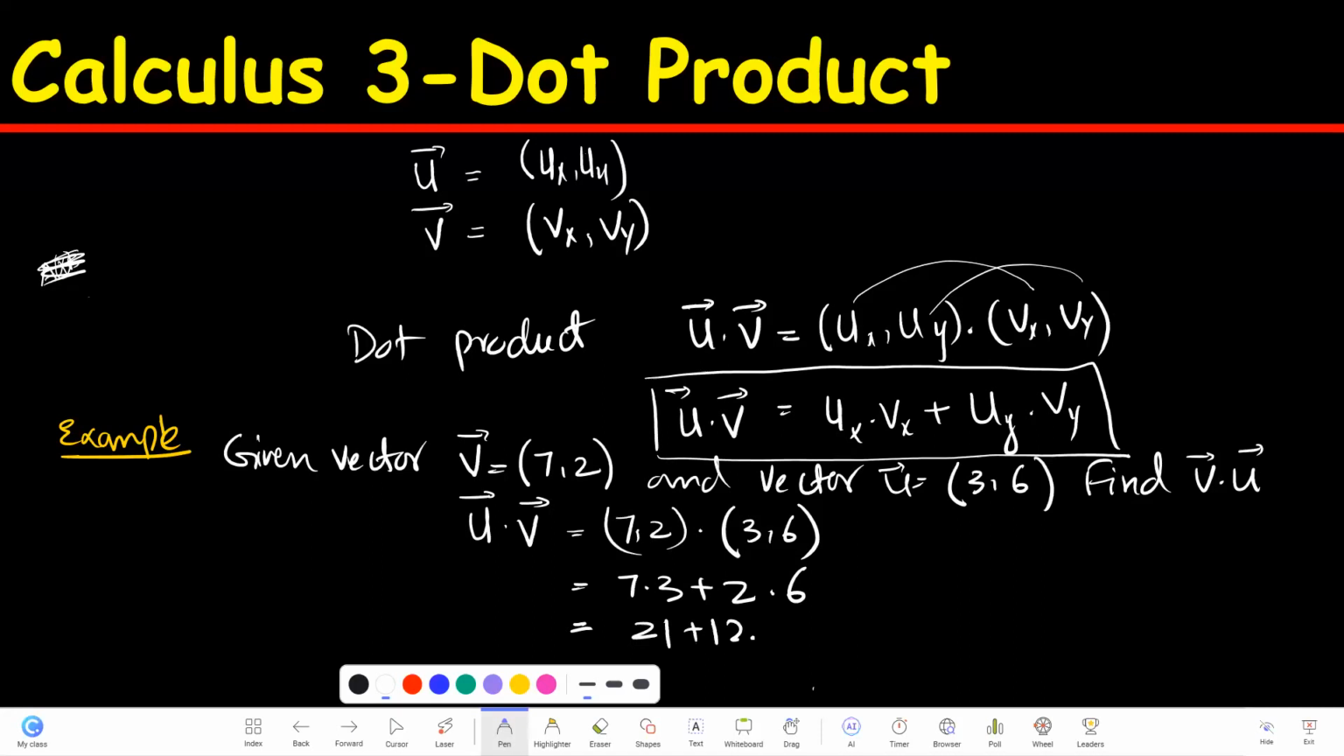21 plus 12, and the answer is 33. So u dot v equals 33. My question to all of you: is my answer complete, or do you need the direction of these 33? Do you need the direction of these 33? Product. We talk about that? No, we do not.